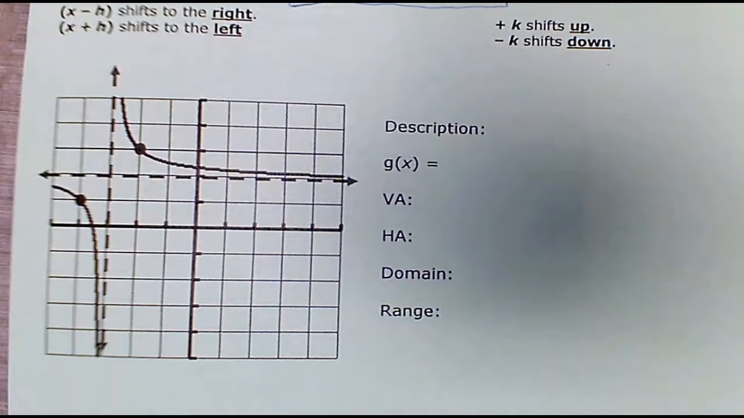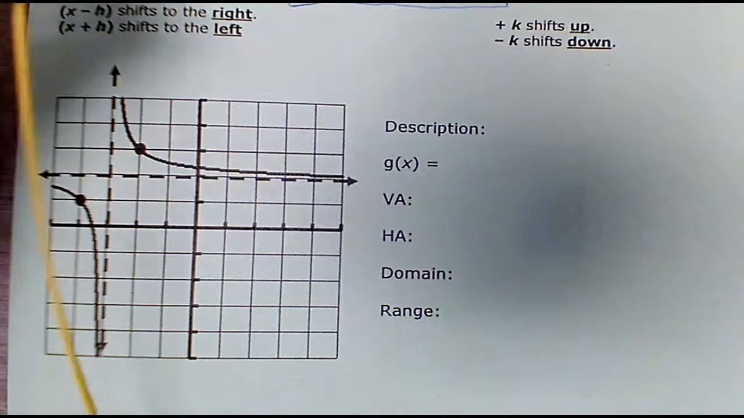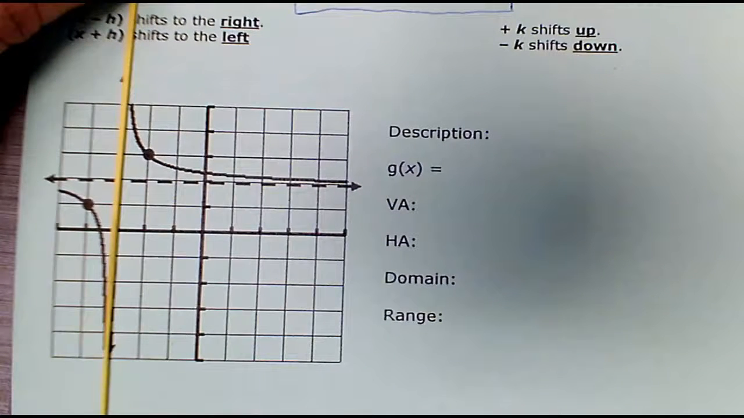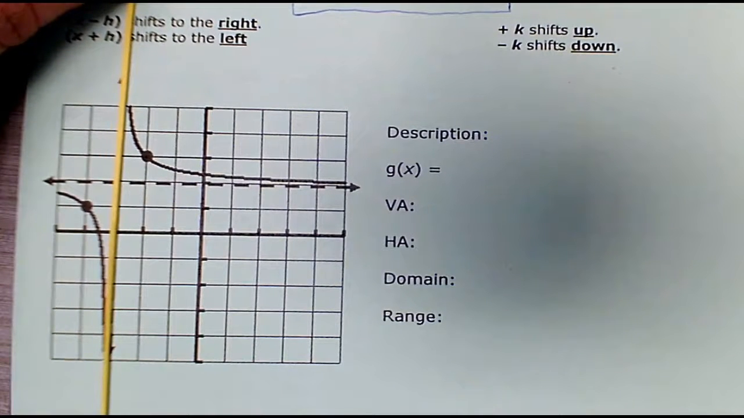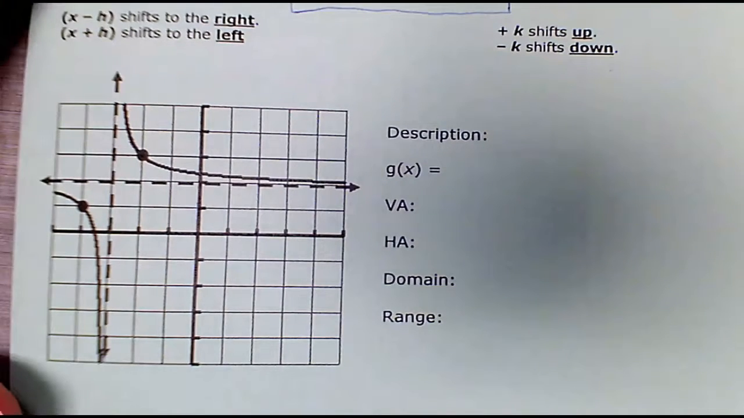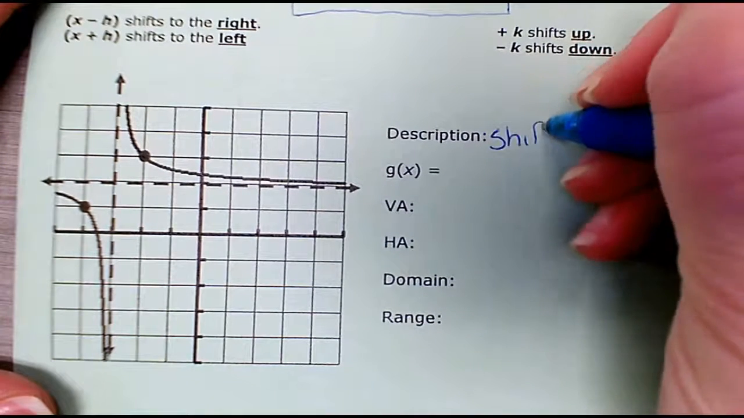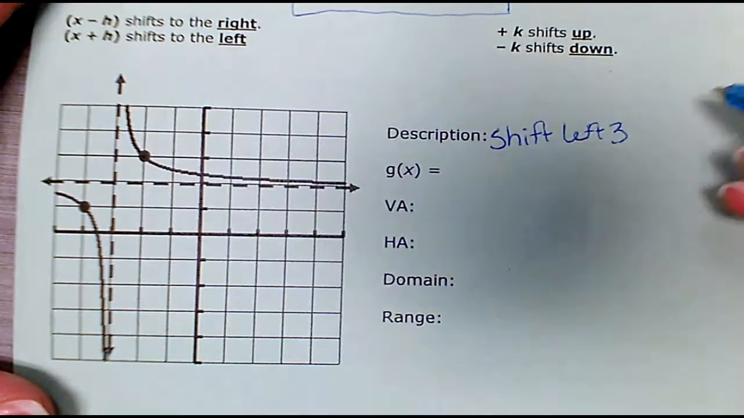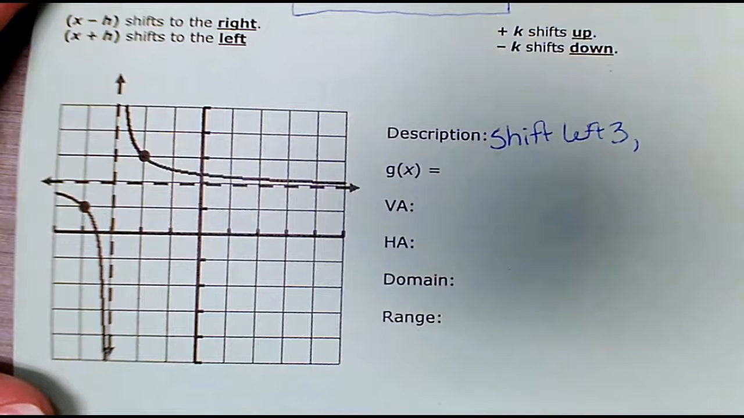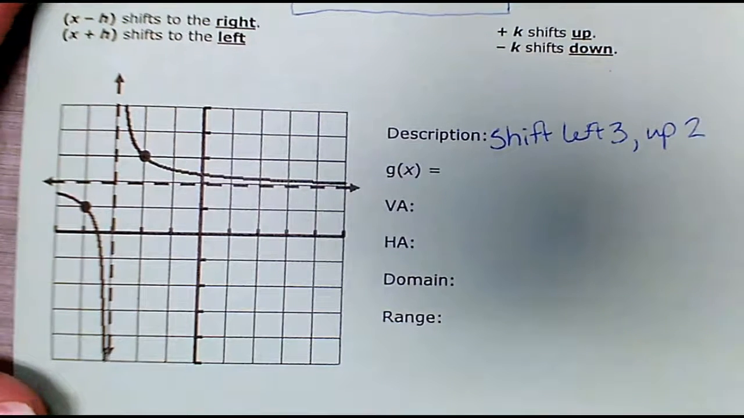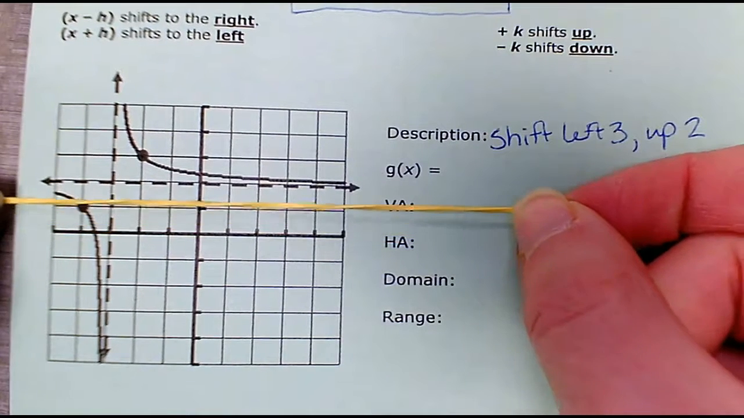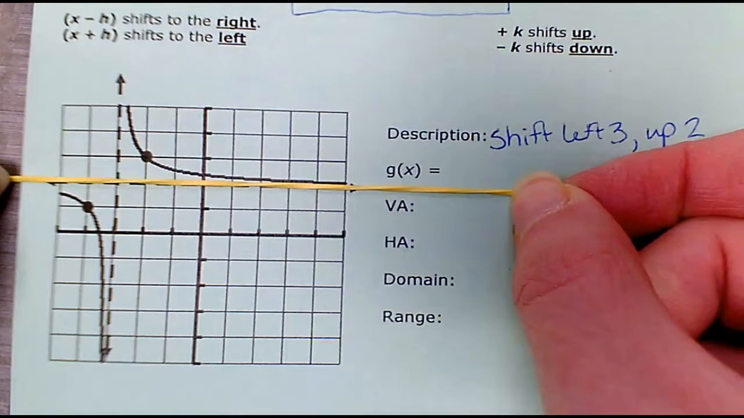So the previous problem that we had was the parent function, and the vertical asymptote was this, but now it's x equals -3. So what has happened transformation-wise? Shifted left 3. And then I heard something else. Also shifted up 2. Because the horizontal asymptote used to be y equals 0, but now the horizontal asymptote is y equals 2. It's been shifted up 2.